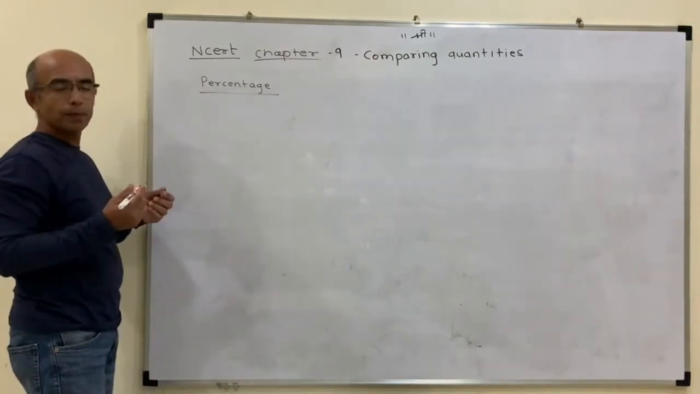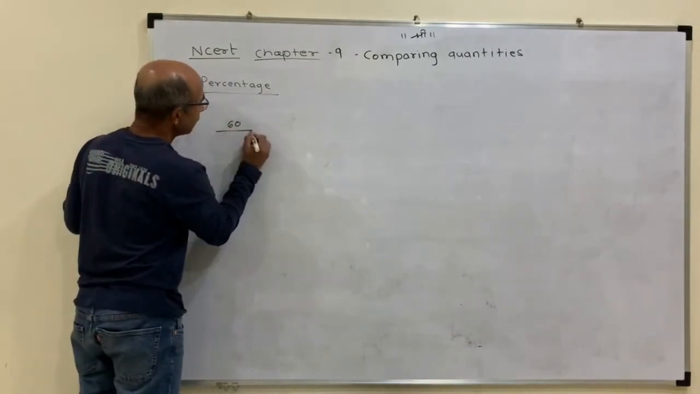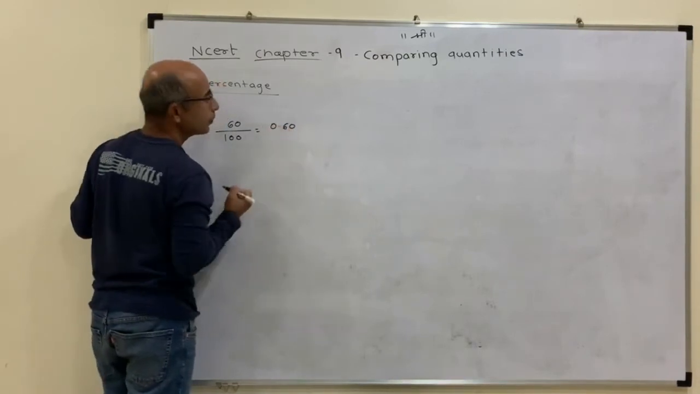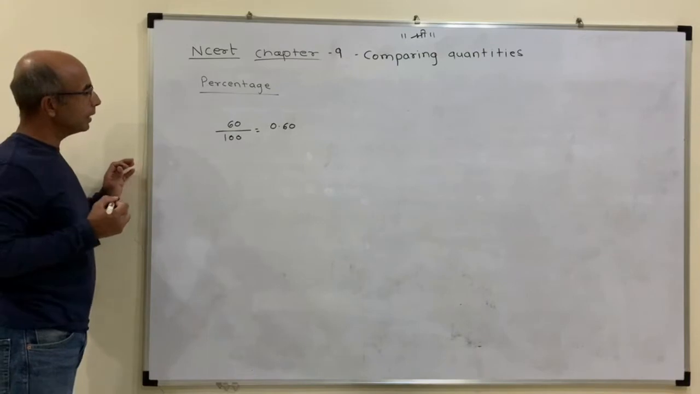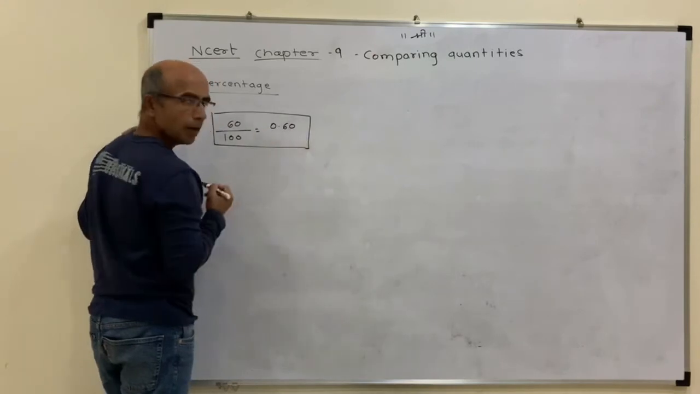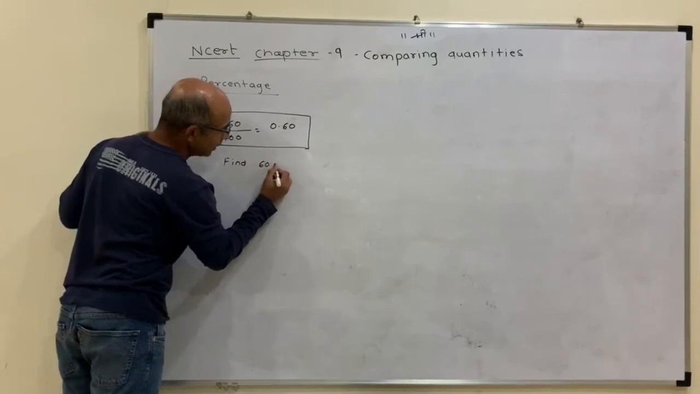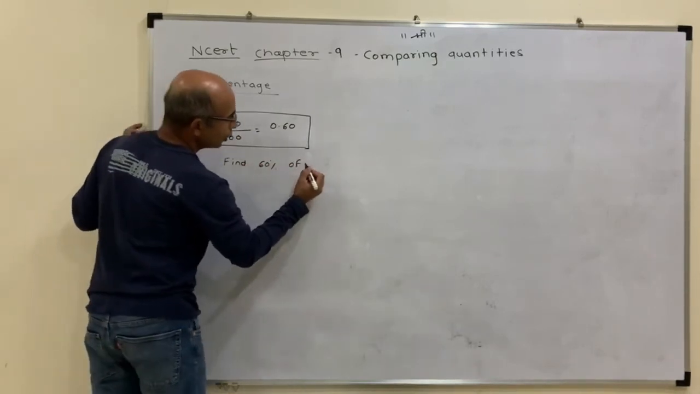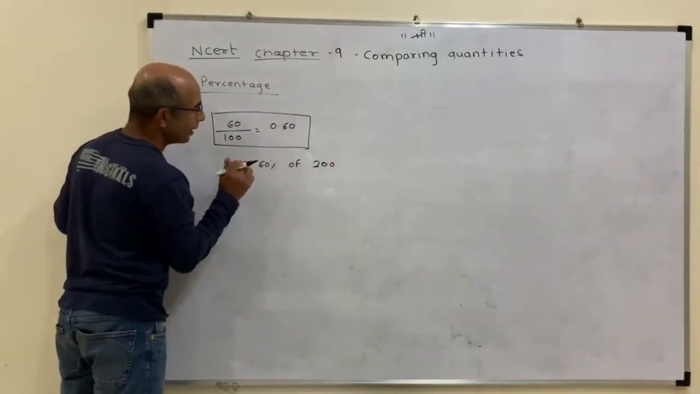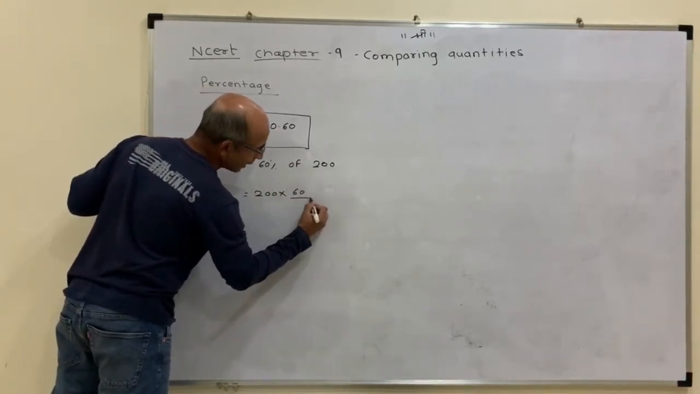As I mentioned, the percent is the value out of 100. So we say 60% is equal to 60 divided by 100, that is equal to 0.60. Now, if I say find 60% of 200, my 60% is 0.60. So what I am going to do is 200 into 60 divided by 100.